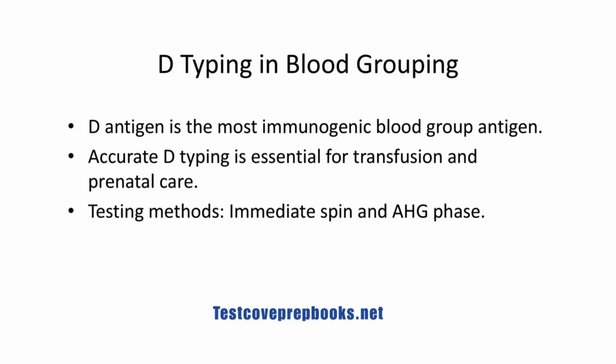Testing methods for D antigen. D typing is typically performed using either the immediate spin method or the anti-human globulin (AHG) phase. These methods help determine whether the D antigen is present on a person's red blood cells.